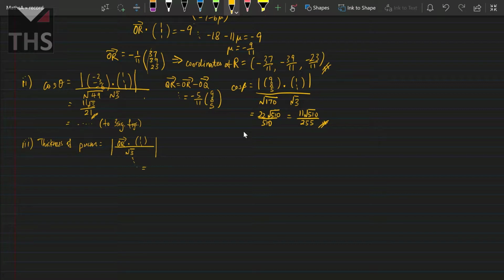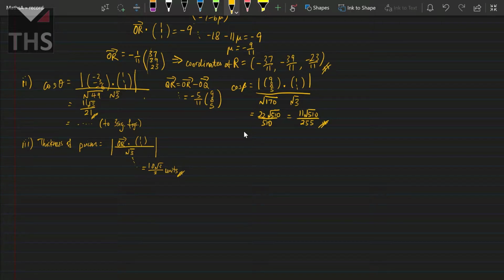I'm not going to do this for you, you can do it on your own. 10 square root 3 over 3, the exact answer. So again, 10 square root 3 divided by 3. They didn't give units, right? So I just write down units. Three significant figures answer would be fine too.